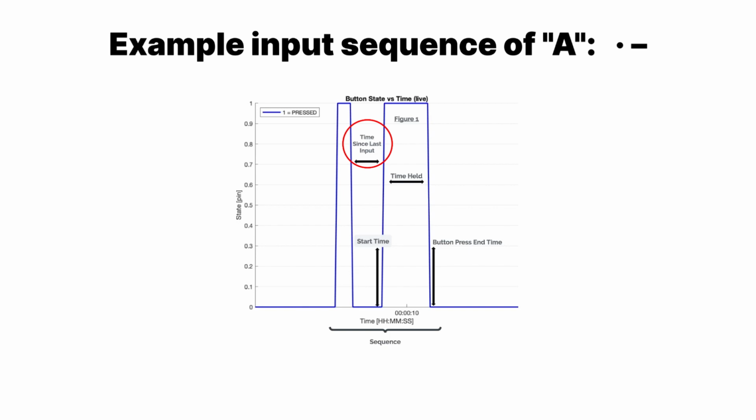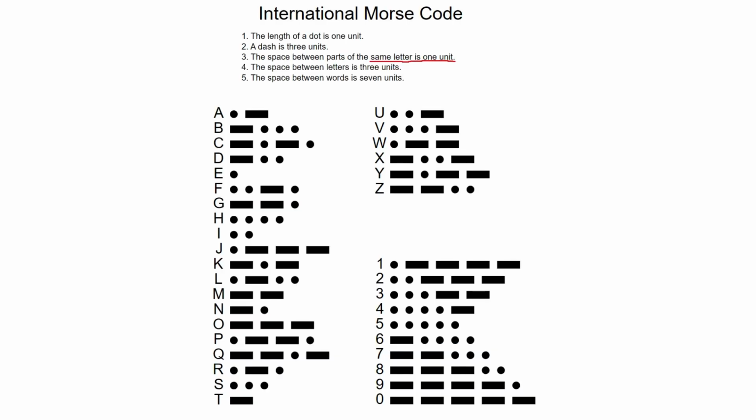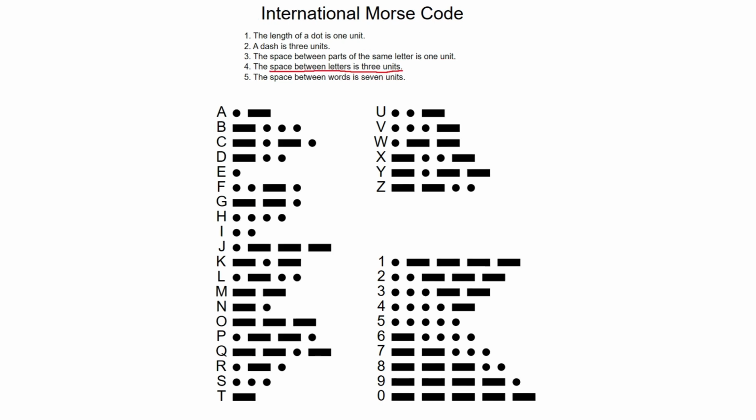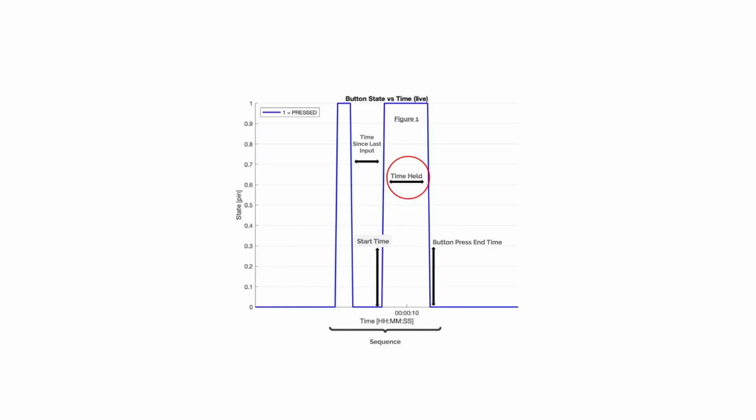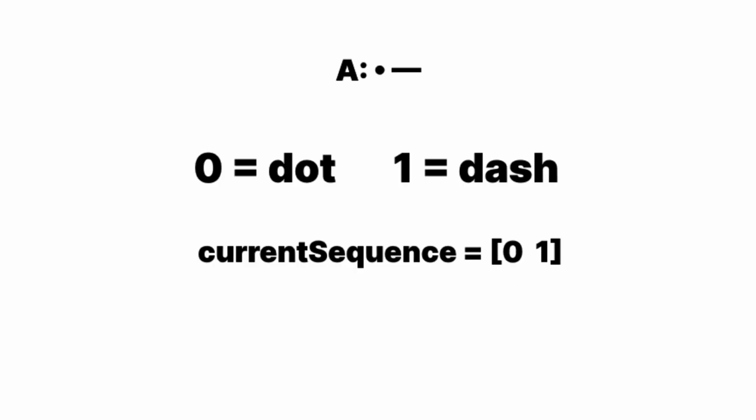signals. This is because, following the International Morse code standards, if the time since the last input was 1 unit, then the new signal will belong to the same letter. If it was 3 units, the new signal will belong to a new letter, and if it was 7, it will belong to a new word. The next step is to simply read the time the button was held, and it will determine if it was a dot or a dash. Then, it will add the outcome to a vector variable list, 0 being a dot and 1 being a dash.